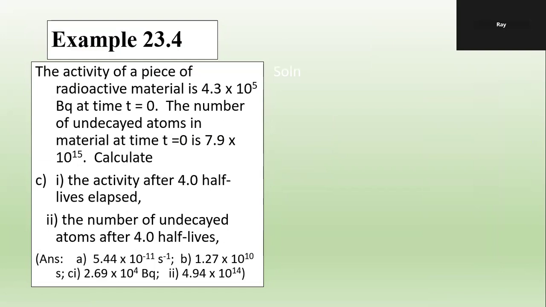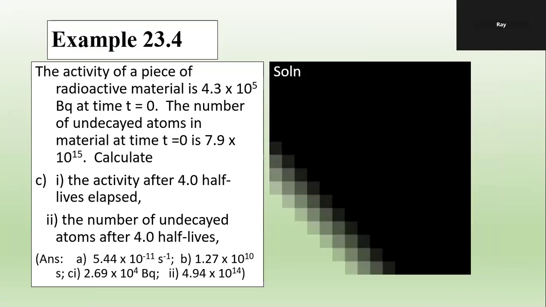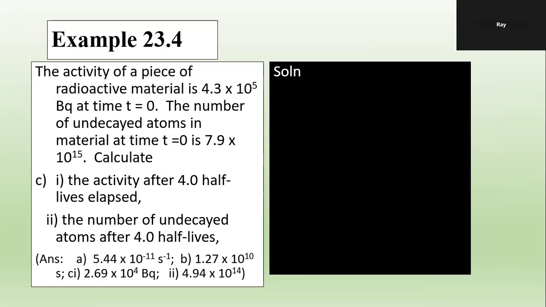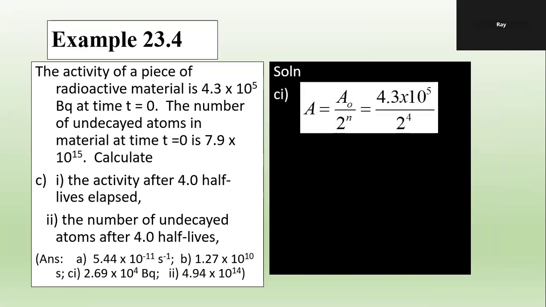Activity after 4 half-lives. Calculate. You can get the answer: 2.69 times 10 to the power 4 becquerel. You can either use the exponential formula or use this formula. Either one can get the answer. A naught.